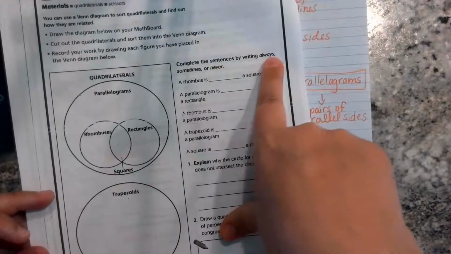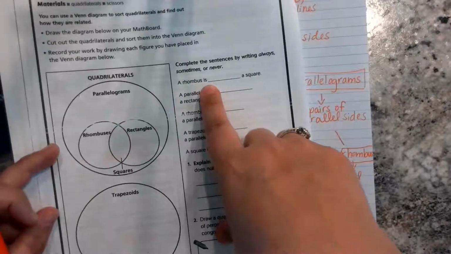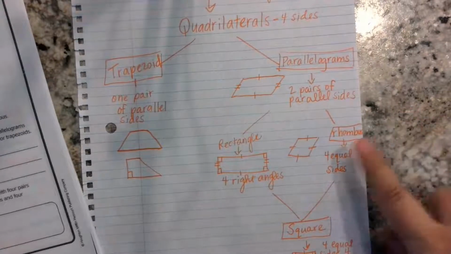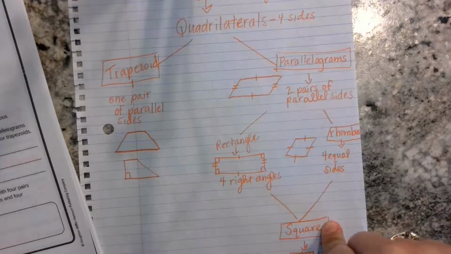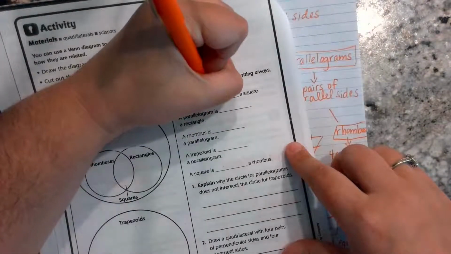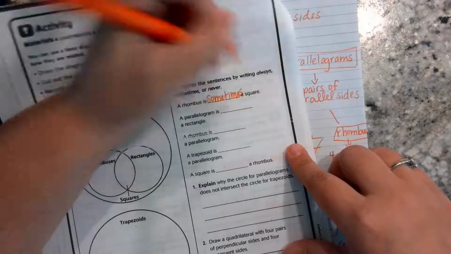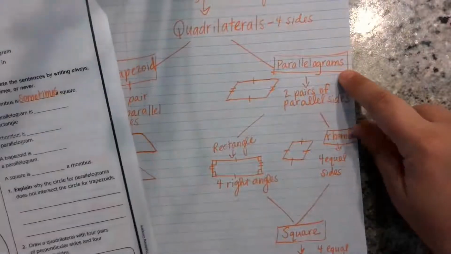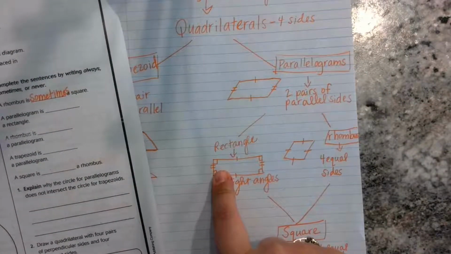Complete the sentences by writing always, sometimes, or never. A rhombus is always, sometimes, or never a square. Well, a rhombus can be a square, but it's not always. So it is sometimes. A parallelogram is sometimes a rectangle.